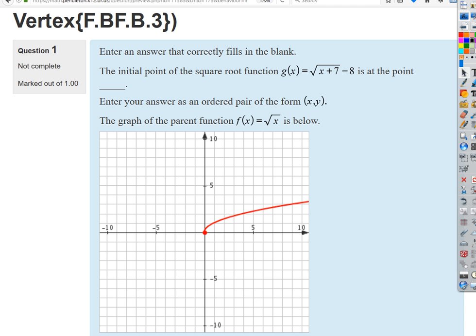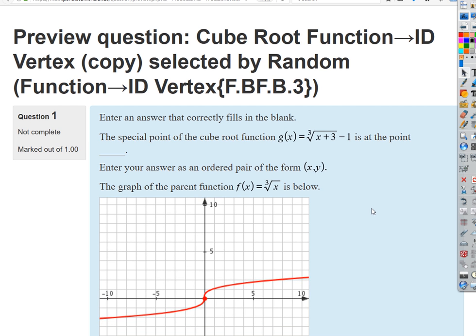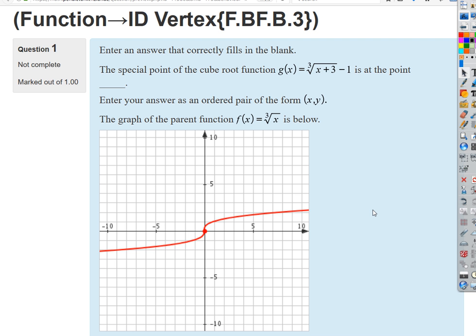How about one like this? Totally different kind of function, right? That is a cube root function. A cube root has a different look. We'll talk more about cube roots later, right? But for now, the main thing is, this time there's a different kind of special point.